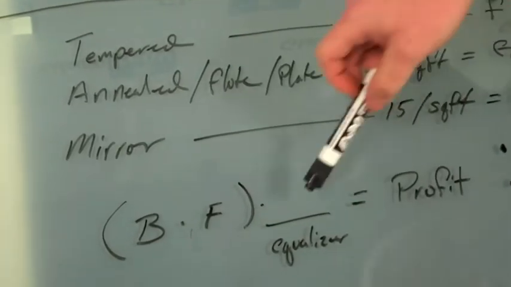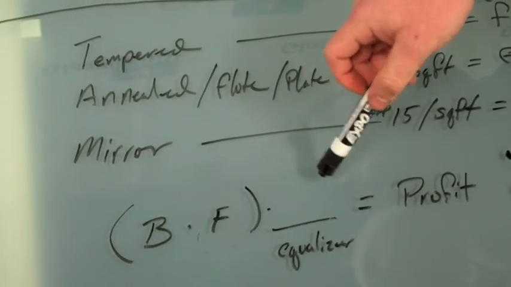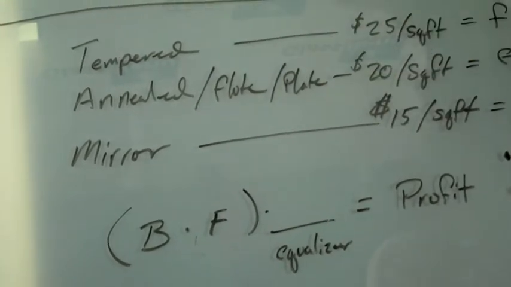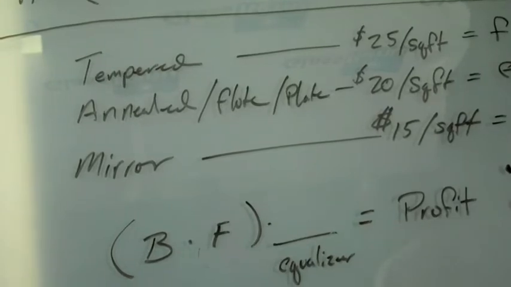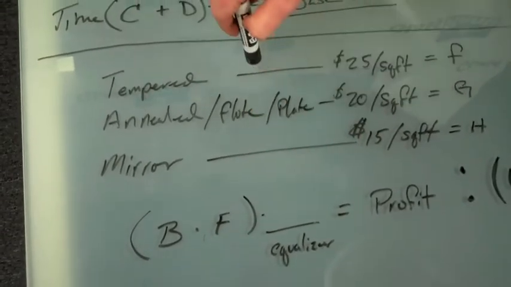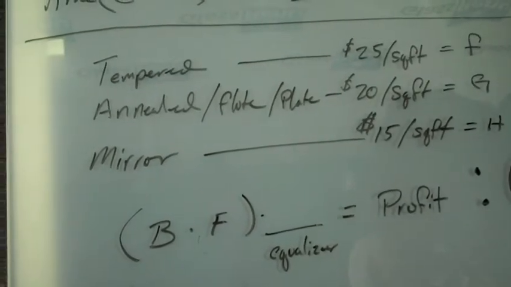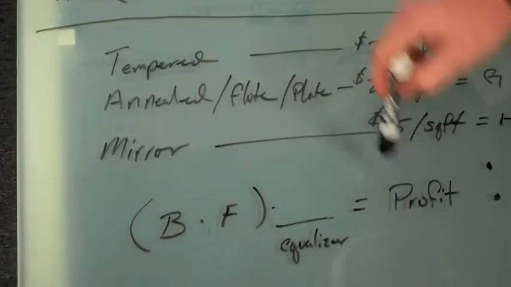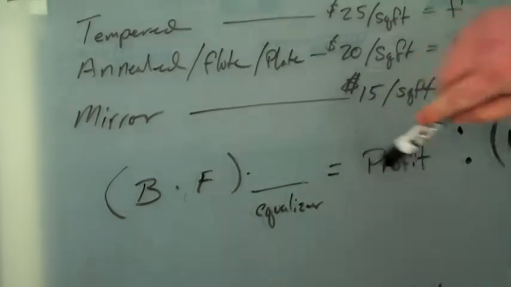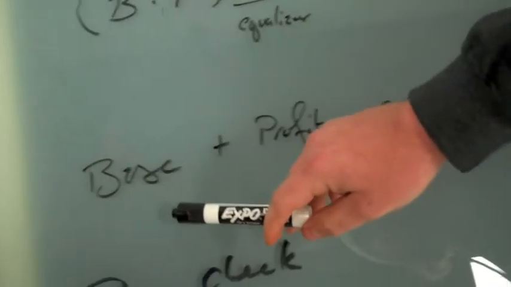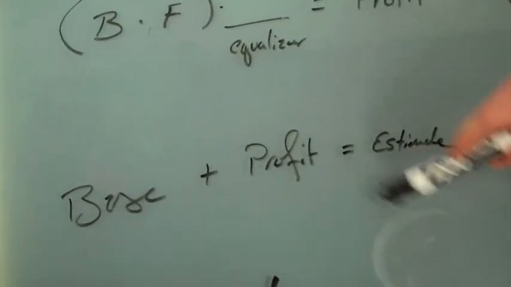This allows me some wiggle room to offer discounts. And again, because I've already figured into my base price all the costs of doing business, by messing with this, all I'm doing is messing with my margin. Okay? Then I multiply that all out, I get my profit. So then I take my base plus my profit, and that gets my estimate.